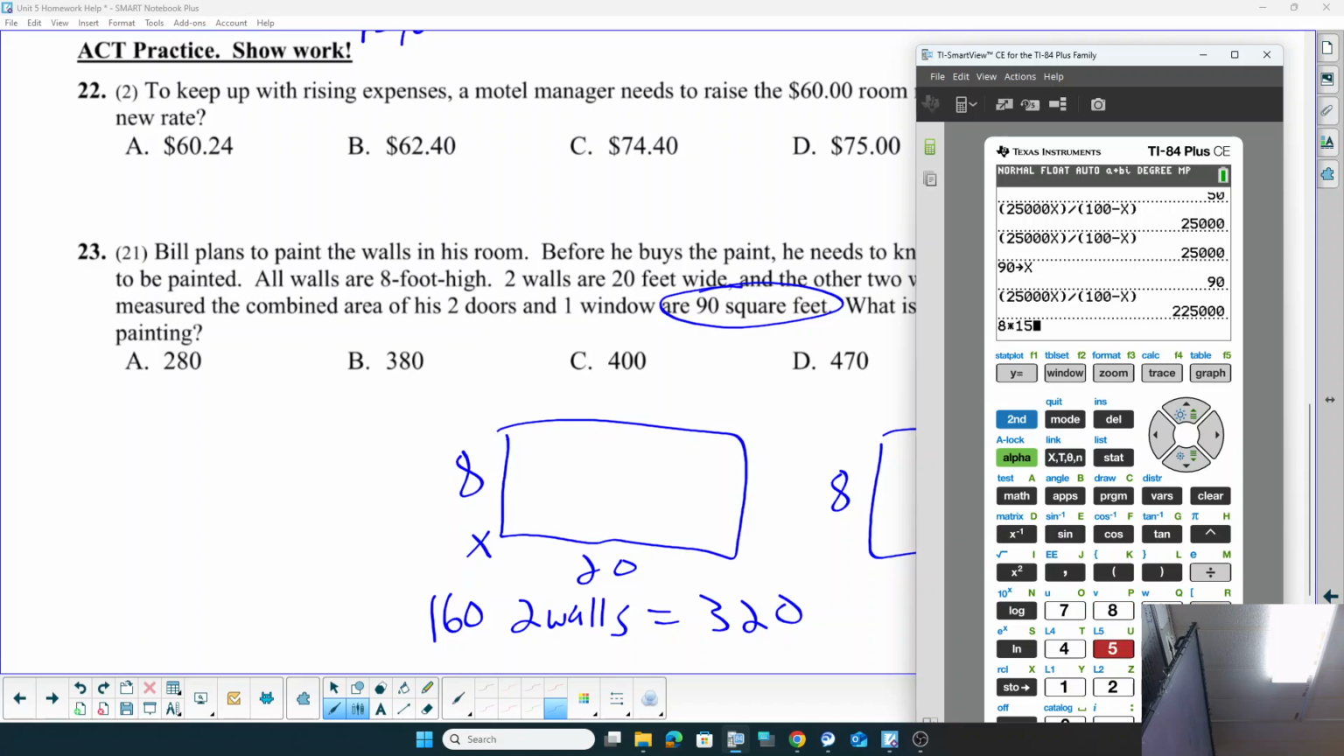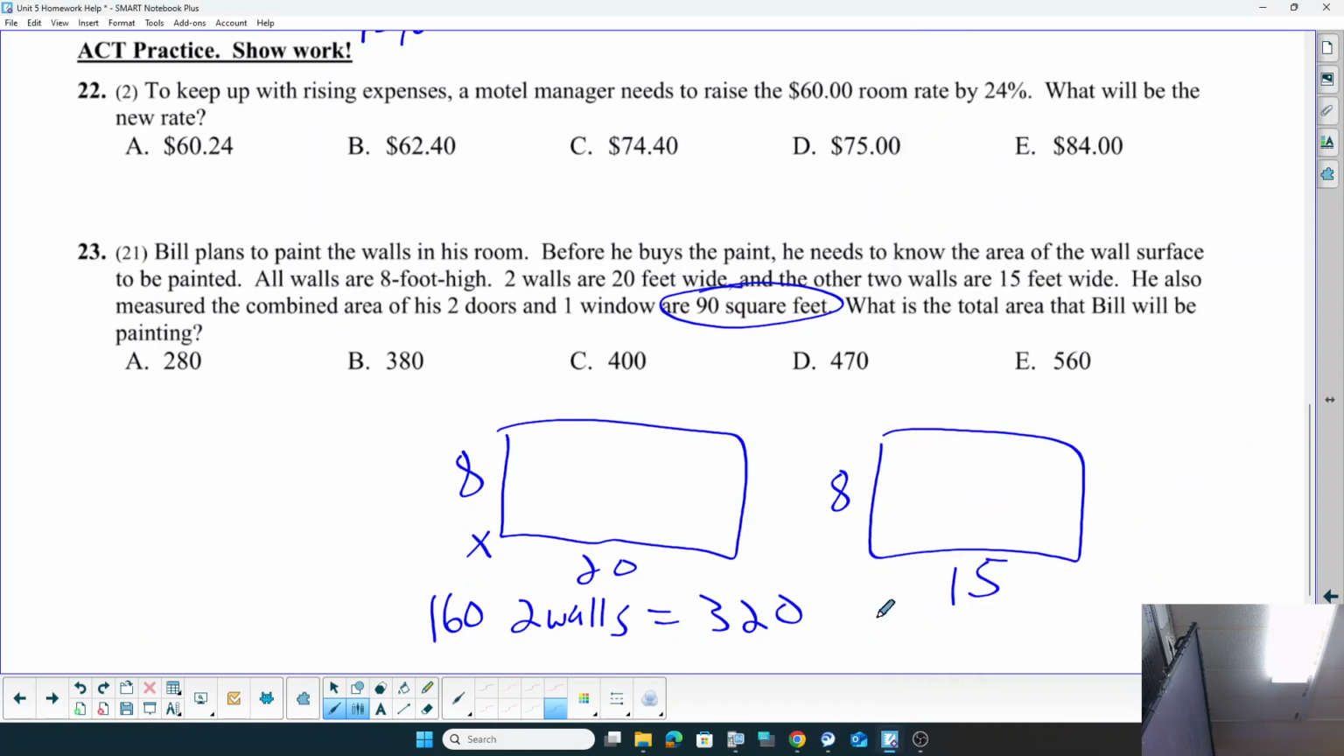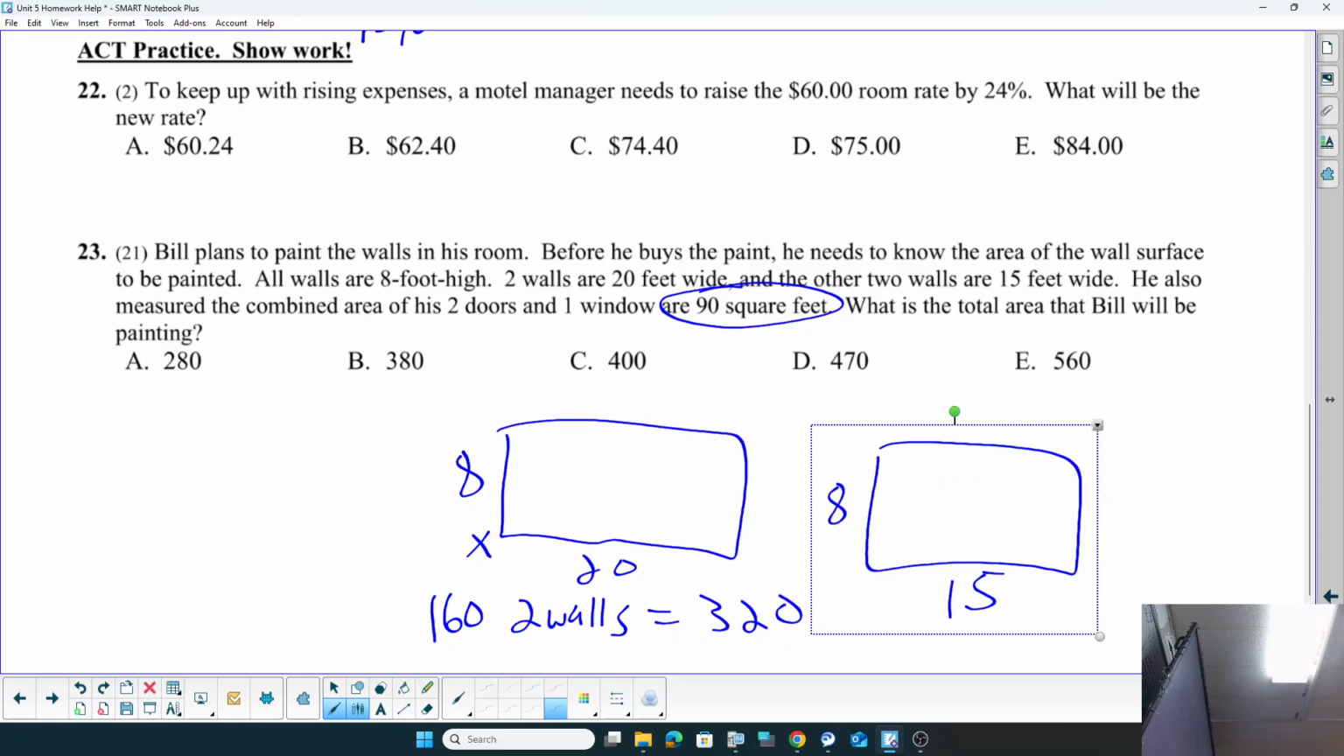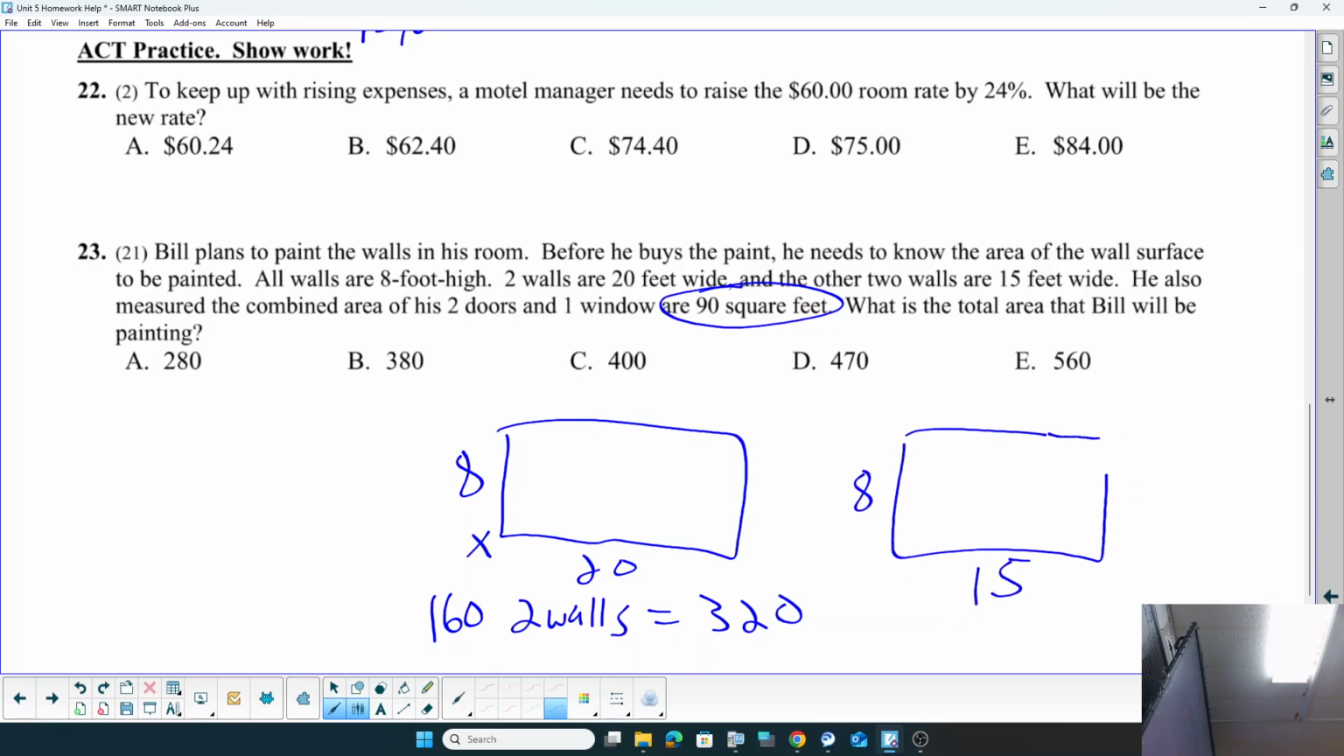So 8 times 15 is 120. My board is dead. Something's freezing. There we go. Okay, so 8 times 15 is 120. And so we're going to double that because we have 2 walls, right? Times 2 walls. There we go. So that's going to be 240.